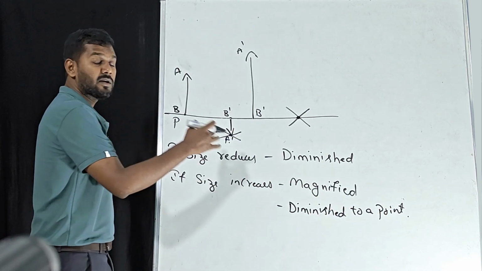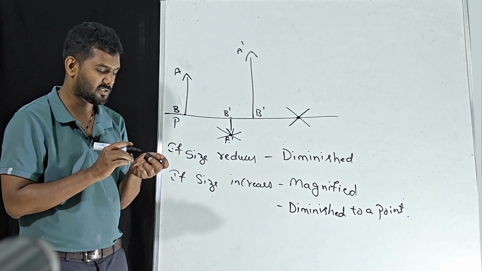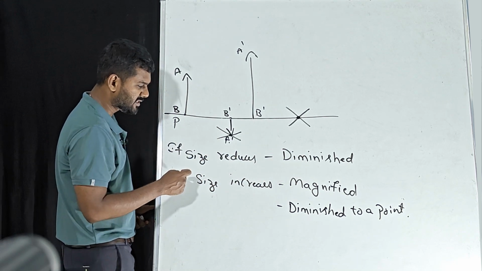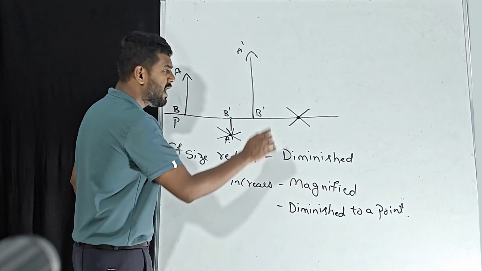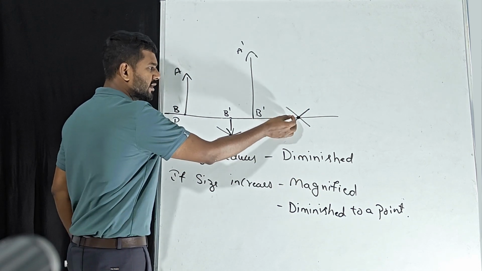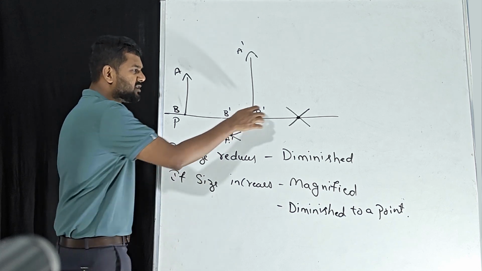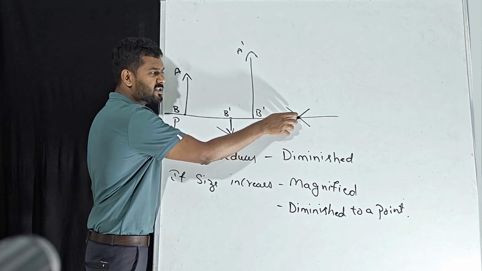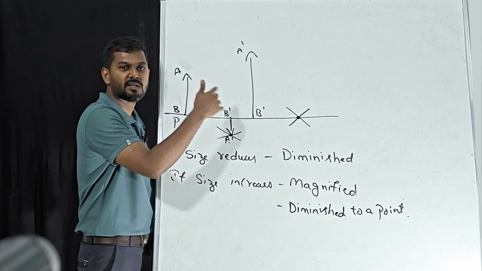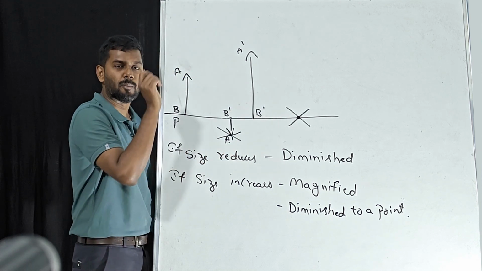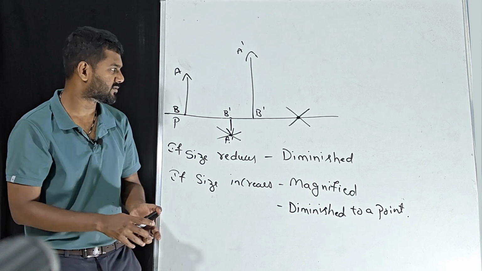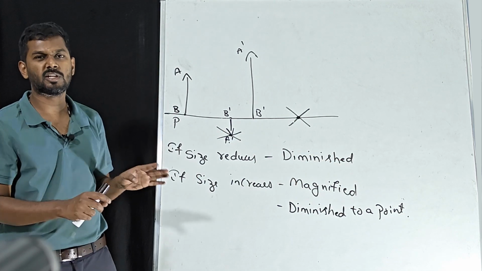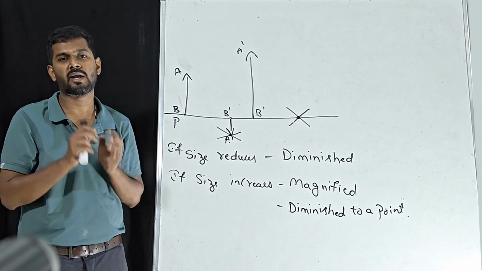These are the different sizes of images. If the size has reduced, we call it diminished, and if the size has increased, we call it magnified. If the intersection is on the principal axis, we cannot calculate the size, so for these kinds of images we call it diminished to a point. If you know this much, we can start with the ray diagram.